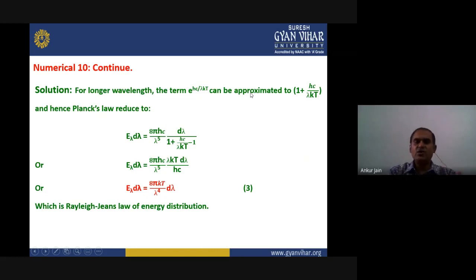So Planck's law can be reduced to E lambda d lambda equals 8 pi hc upon lambda to the power 5 into d lambda upon 1 plus hc upon lambda kT minus 1. Here 1 and 1 cancel out. Now this lambda kT will go upside and hc will remain here. If we rearrange, hc on the bottom will cancel out hc on the top, and here one lambda will cancel out one lambda, so it will remain lambda to the power 4 here.